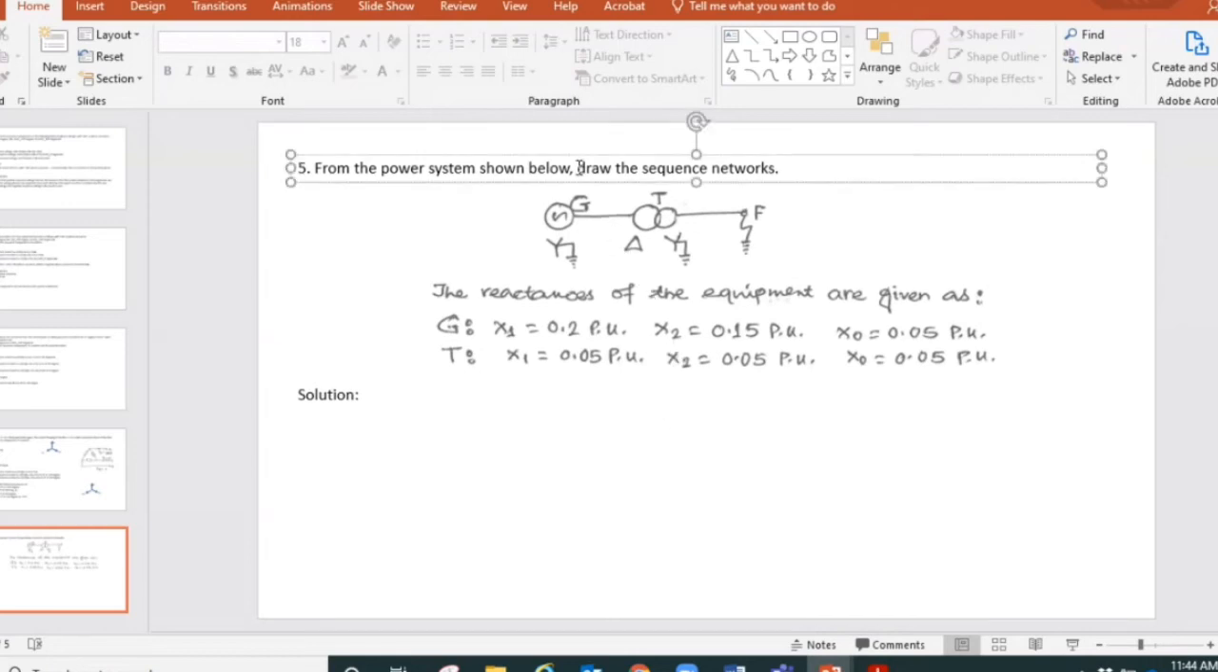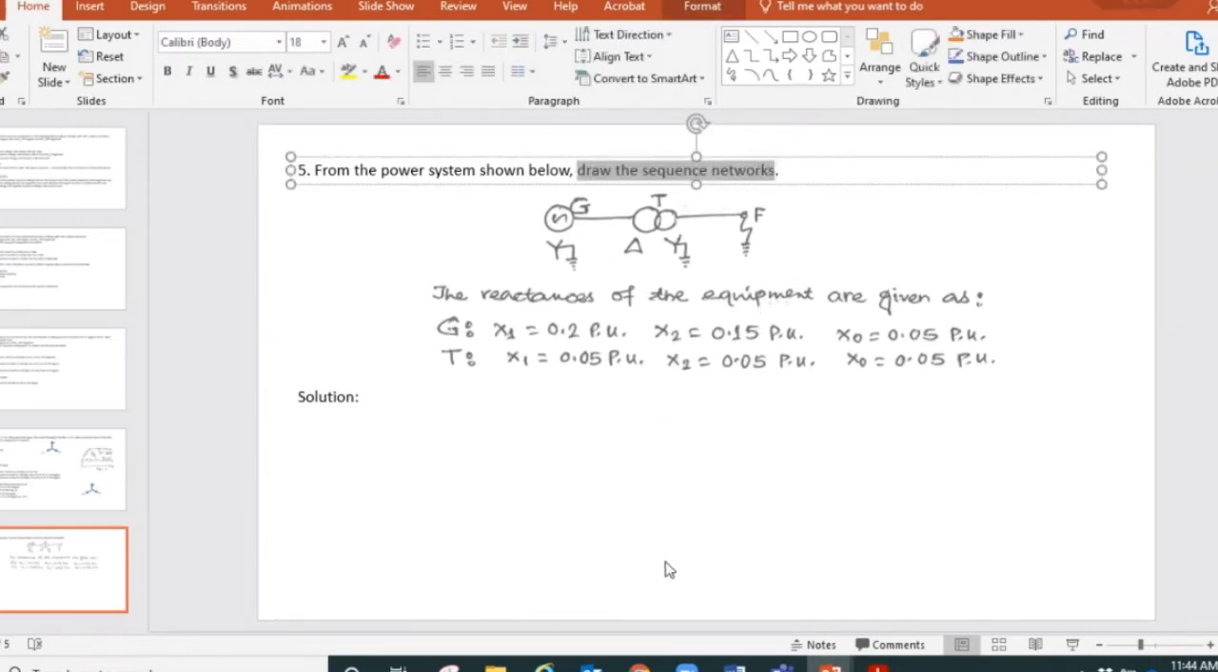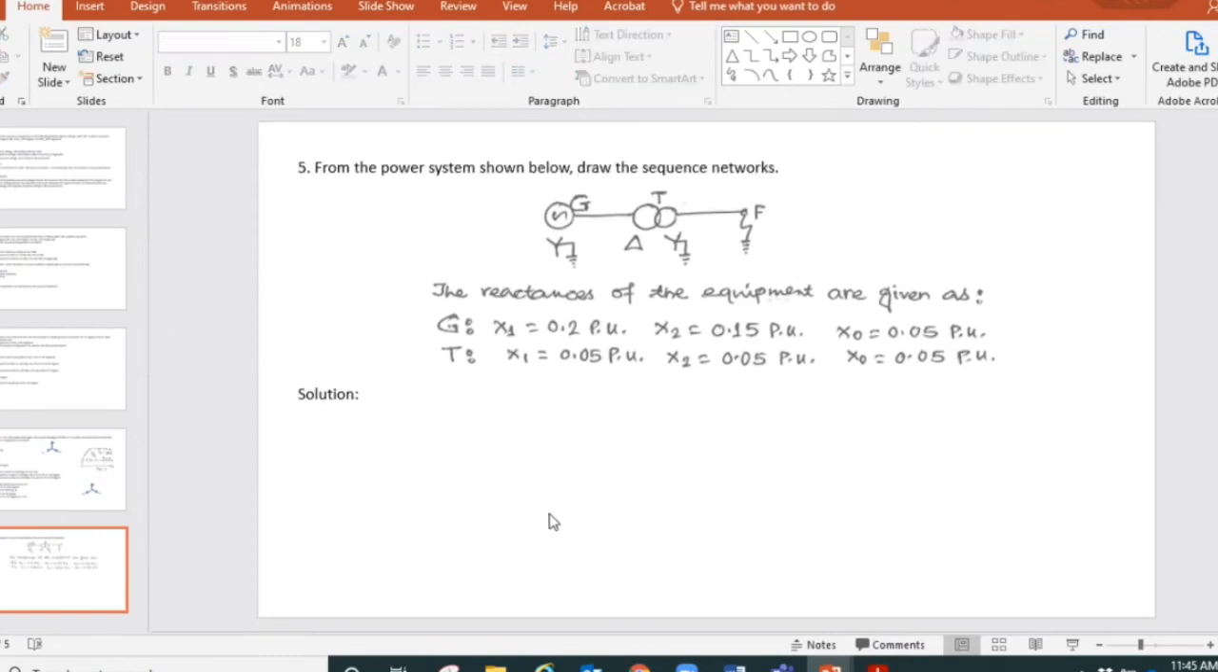We have to draw the sequence networks, meaning we have to draw the positive sequence network, the negative sequence network, and the zero sequence network. Positive and negative sequence networks are much easier than the zero sequence network. If you remember, for the zero sequence network we have to consider whether it's a generator or a transformer, and what type of connections there are: delta, star, grounded. We spent some time on that, so that is coming into this tutorial now.